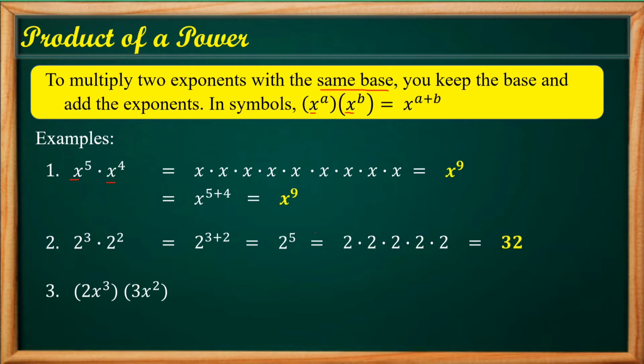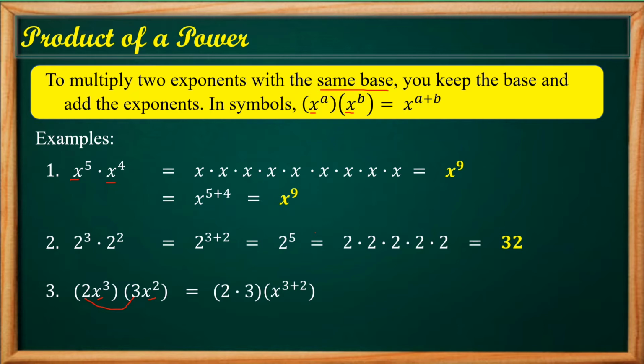Okay. Next, 2x cubed times 3x squared. Dito naman, remember, our base here is 2x. Dito naman, 3x. Then, we'll have a numerical coefficient which is 2 and 3. Then, ito naman, same sila ng literal coefficient which is x. Pwede yan. Ang gagawin natin, multiply first the numerical coefficient which is 2 and 3. Then, multiply again the x cubed and the x squared.